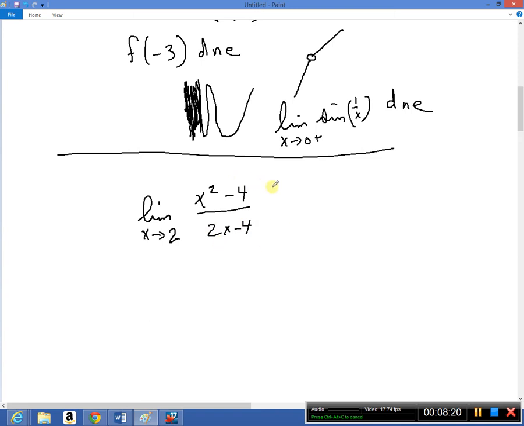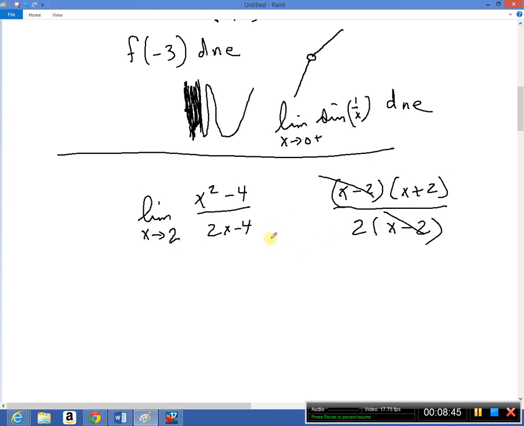But this fraction can be factored, so it's x minus 2, x plus 2. And the bottom, you can at least pull a 2 out to see that it's x minus 2 that's left. So of course those two things are going to cancel, and you're really left with x plus 2 over 2. And as x approaches 2, there's no problem with that at all. As x approaches 2, the top goes to 4, the bottom goes to 2, so the answer is 2.